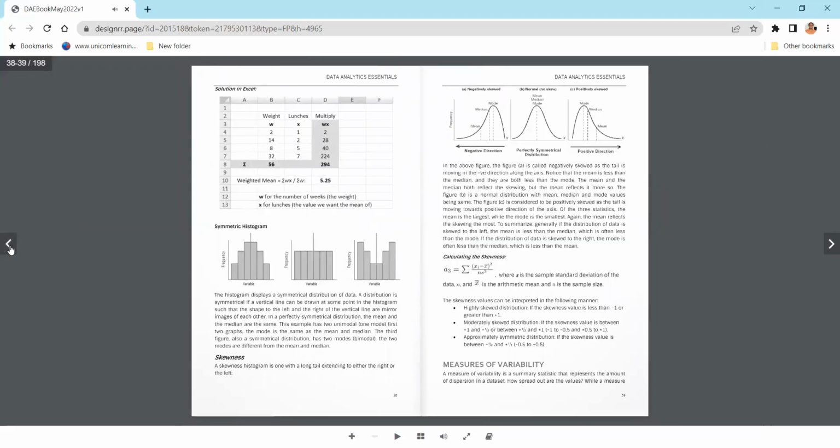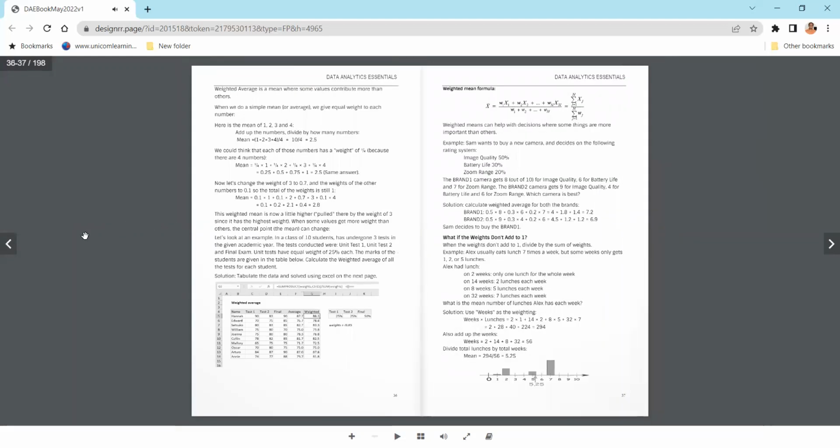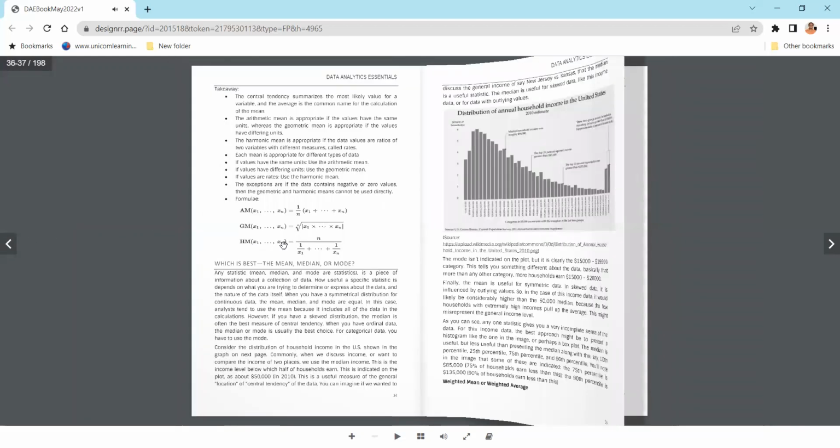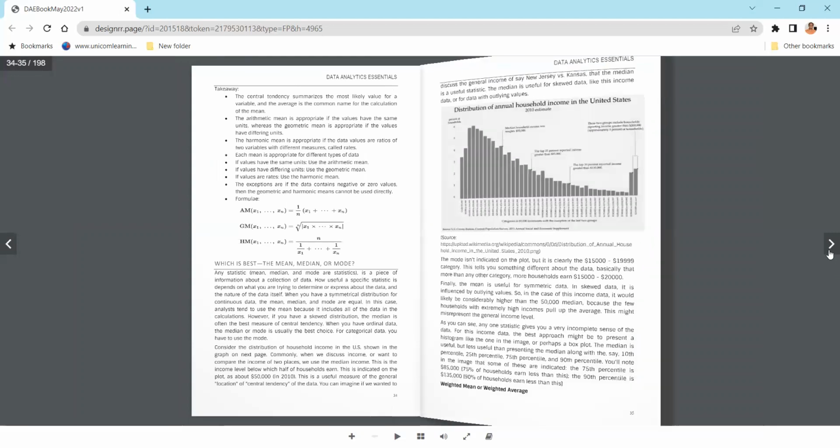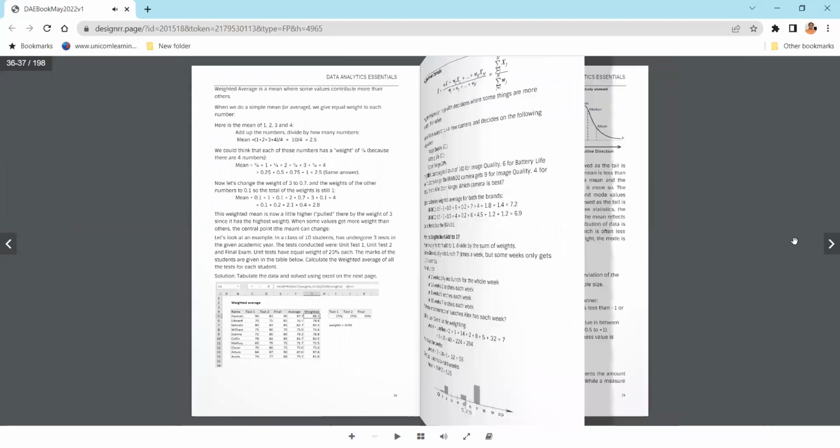Okay, so next we're going to talk about this. This is about mean, median, mode. You can read it. This is also mean, median, mode.